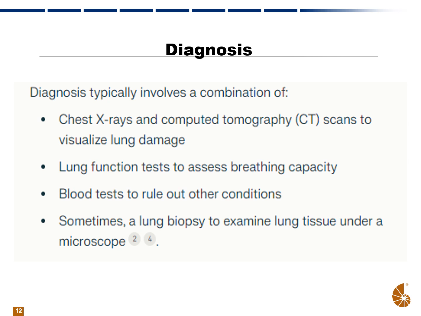So how do you make the diagnosis? Typically, it's a combination of chest x-rays and computed tomography scans to visualize the lung damage. Lung function tests are used to assess breathing capacity. Blood tests sometimes rule out other conditions, and a lung biopsy may be needed, where the lung tissue is looked at under a microscope.